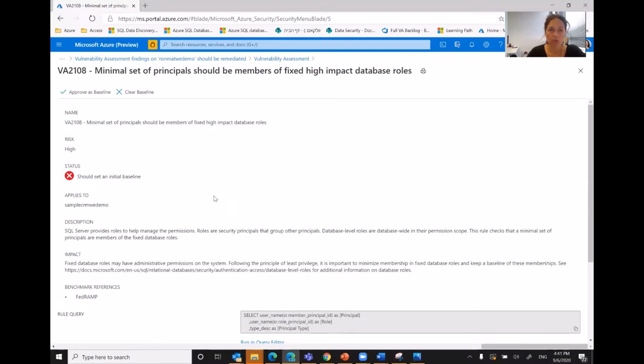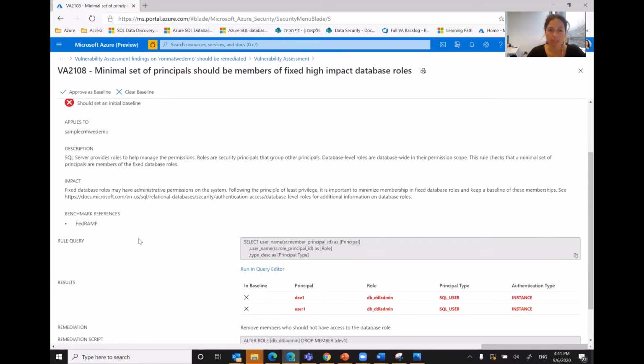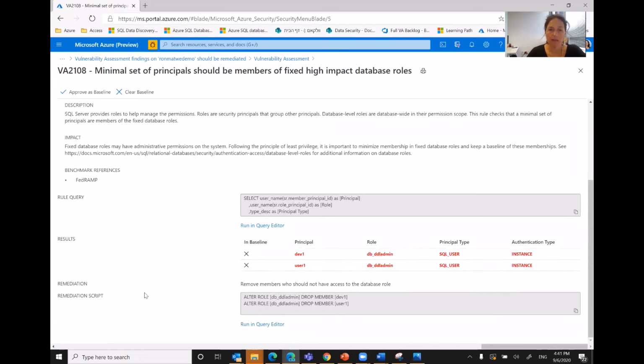So I get the description of what this rule is. I get the query that ran, and then also the result set. I also get a remediation script, and I can run this remediation script on this server, and then by that, I can fix this potential vulnerability.